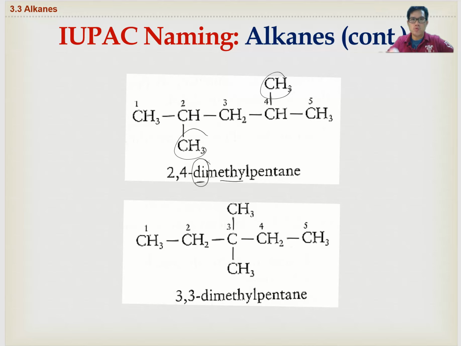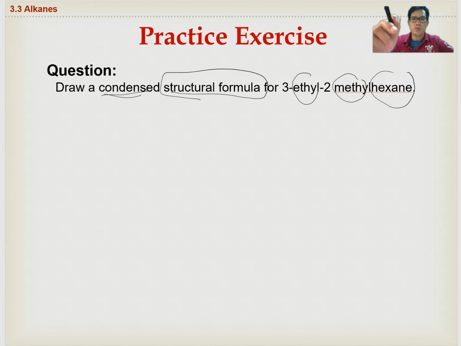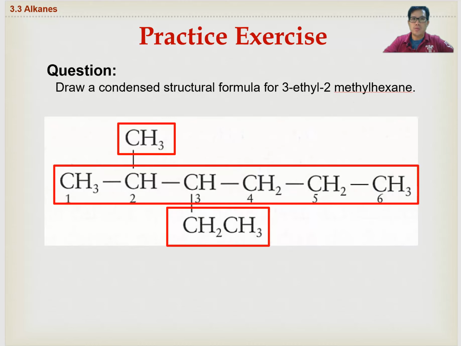Let's try this. Draw a condensed structural formula. As I mentioned, a structural formula is when you can still see the structure, just condensed to make it simplified. So you start by drawing hexane. After you draw hexane, you place the appendix groups, ethyl and methyl, at carbon numbers 3 and 2. You draw the hexane, the methyl group at carbon number 2, and the ethyl at carbon number 3.